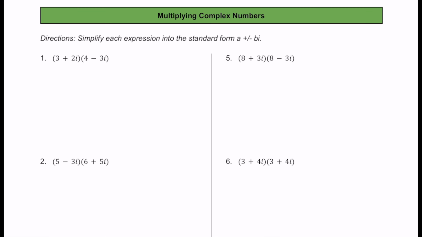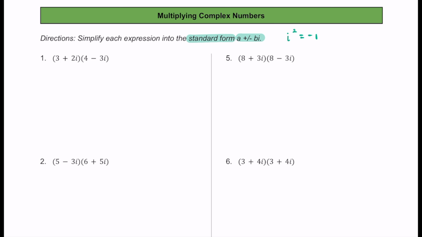Let's practice multiplying complex numbers together. And when we're done multiplying, we're going to make sure that we turn them into this standard form, which is just going to basically be this a plus or minus bi, where we have our real part first and then our imaginary part second. It's also maybe important to know that if you have i squared, that i squared is equal to -1. So let's keep that in mind while we are doing these as well.